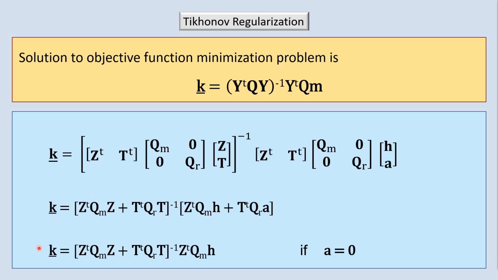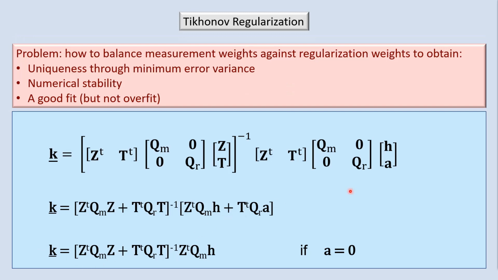This then becomes our solution to the inverse problem. This is our k underscore. However, we've got a bit of a problem here. We want to attain a minimum error variance solution to the inverse problem. We want to obtain numerical stability. We want to obtain a good fit with the calibration data set, but we don't want to overfit.